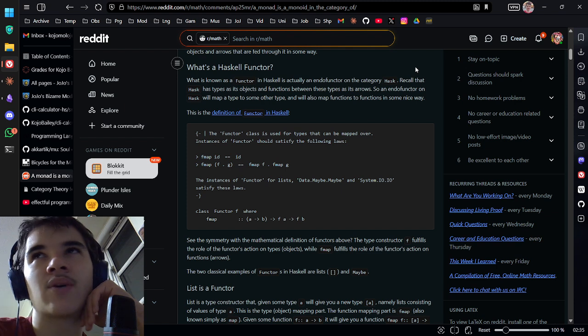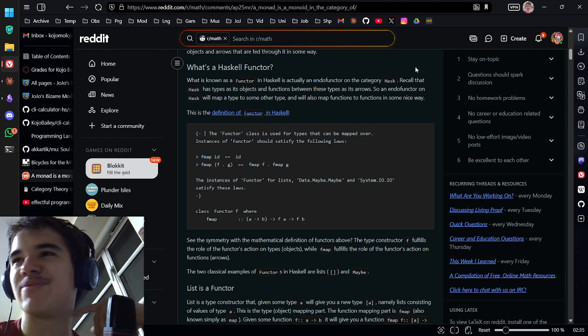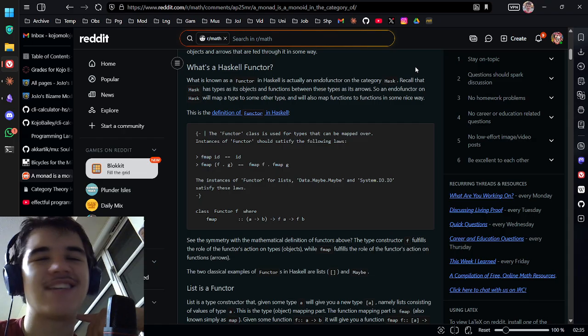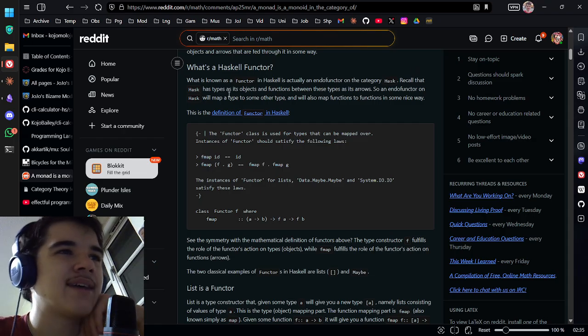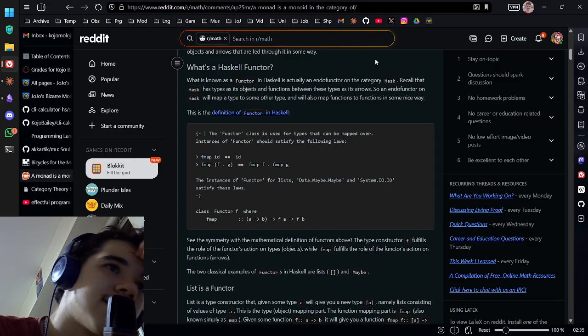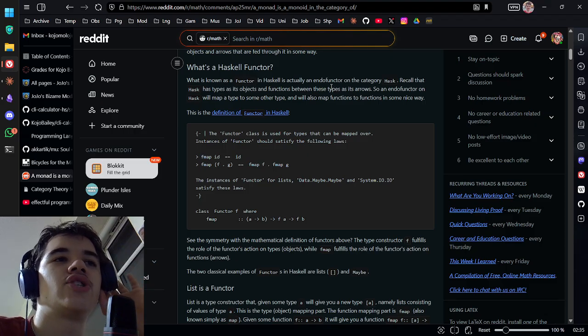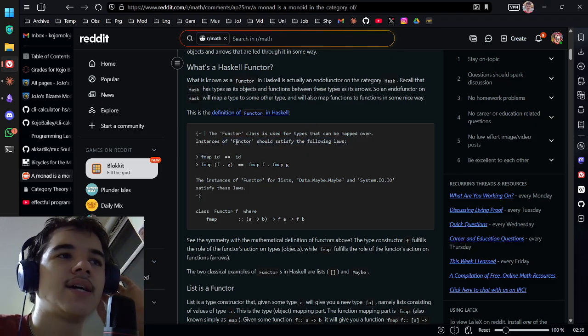I mean, not that you need to go outside of Hask because it's one language. Would it be cool though if you could map from one language to another? That'd be sick. We call that Hask has types as its objects and functions between these types as its arrows. Yeah, it shows the definition. They should satisfy the following laws. This does not mean that they do.